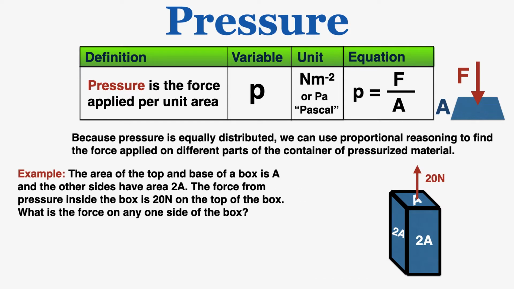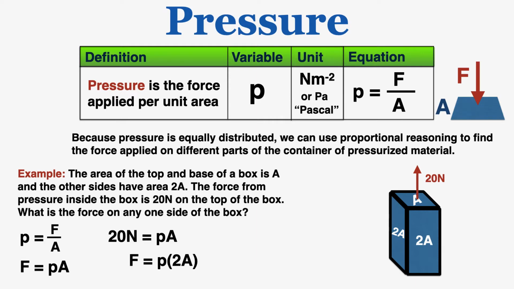Because pressure is equally distributed, we can use proportional reasoning to find the force applied on different parts of the container of pressurized material. An example here says the area of the top and base of a box is A, and the other sides have area 2A. The force from pressure inside the box is 20 newtons on the top of the box. What is the force on any one side of the box? I know that pressure is force over area, so therefore force is equal to pressure times area. So we know that 20 newtons is equal to the pressure inside of the box multiplied by the area of the top or base of the box.